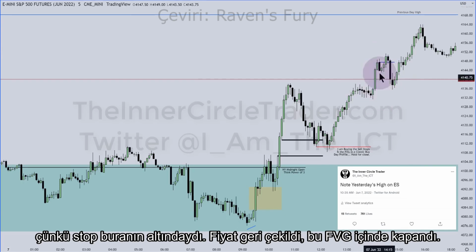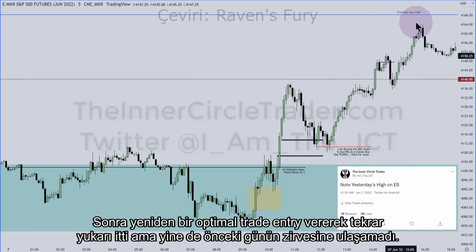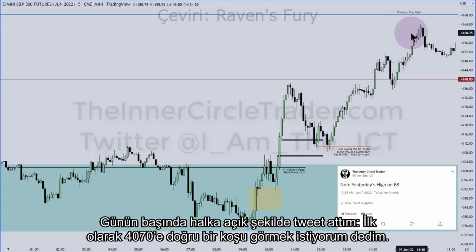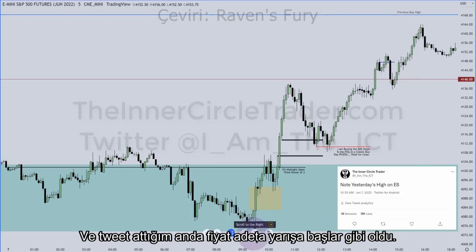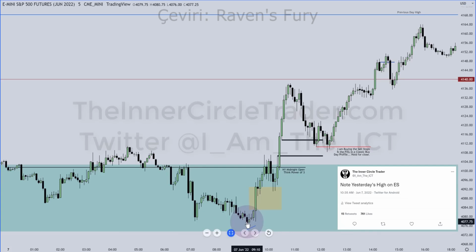But it came down, closed in this fair value gap, rallied again. This is an optimal trade entry once more, pushing it higher, but still did not hit the previous day's high. Now, think about this, folks. At the beginning of the day, I tweeted public knowledge. I want to see initially if it wants to make a run down to 40.70. Okay. And as soon as I tweeted it, it was like off to the races it goes. Right in here. Boom. And then boom. And then drifted down to it here and made a low of 40.76 even.